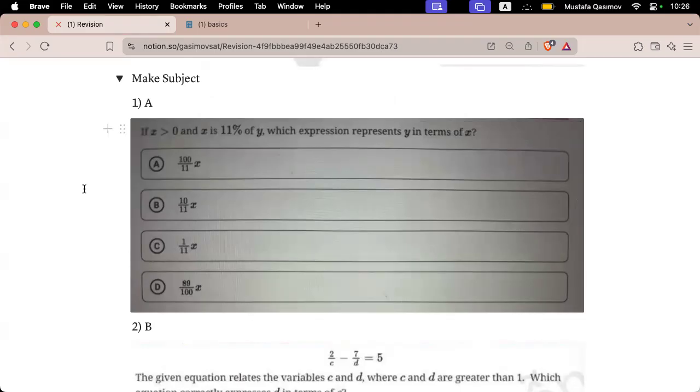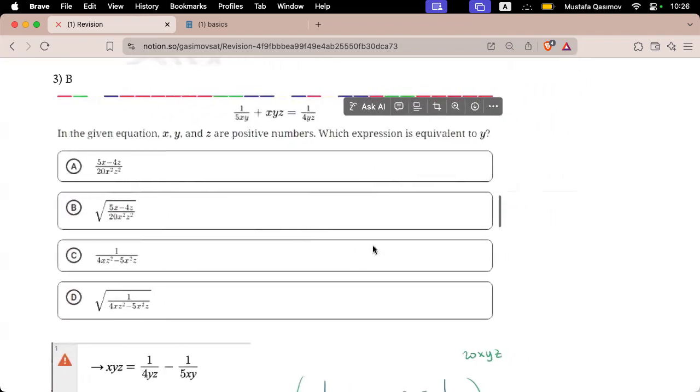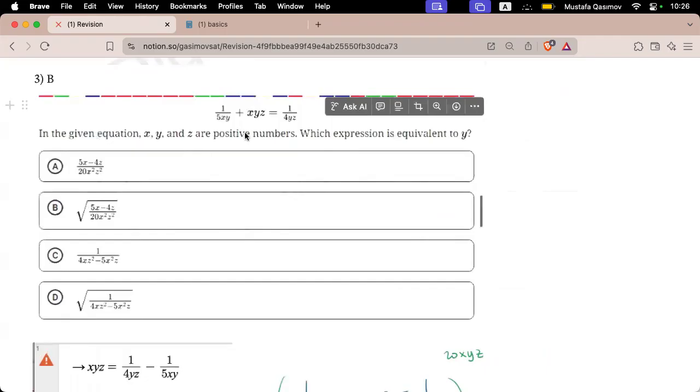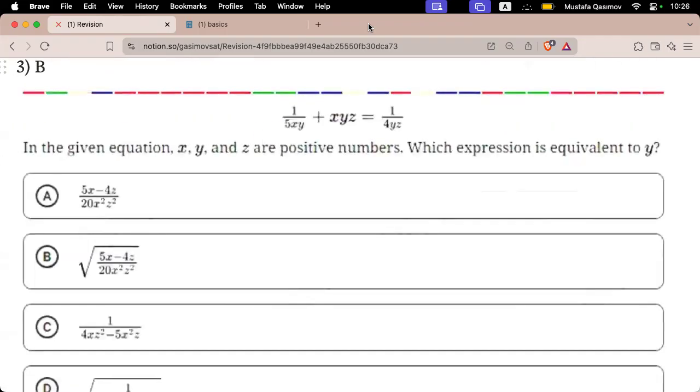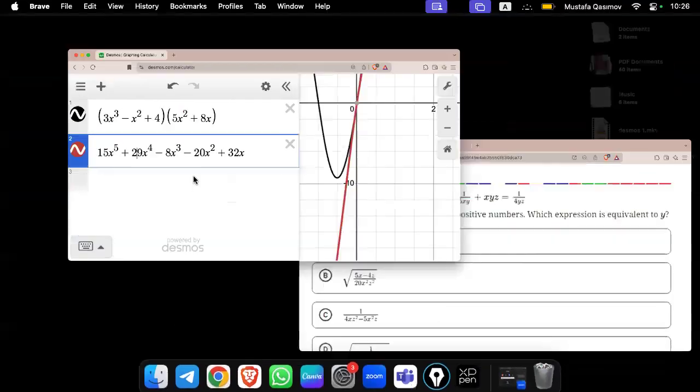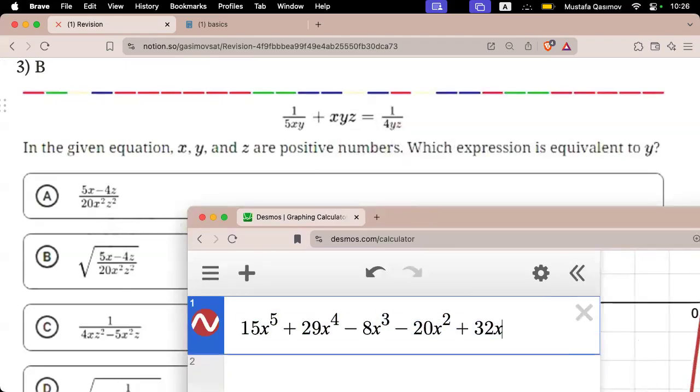x is equal to 11 over 100 multiplied by y. Then you can find y. They are not very hard. But we have some hard questions in the mixed subject also, like this one. Here you have two options. You can find the value of y in terms of x and z on paper manually, let's say. For doing that, you have to multiply all of them by 20xyz. Then you will get the answer.